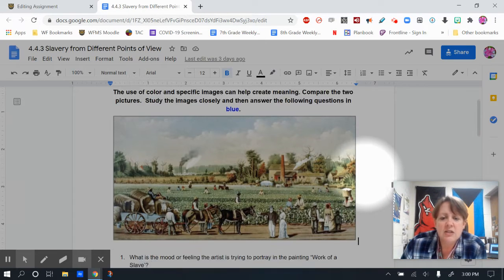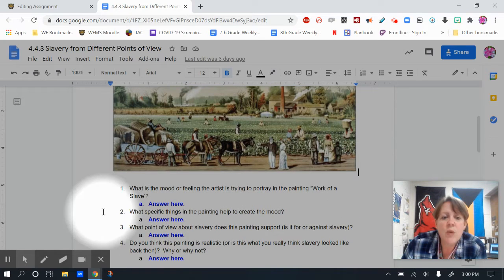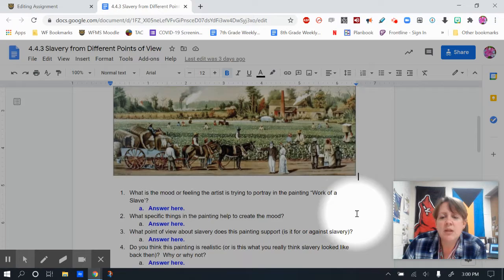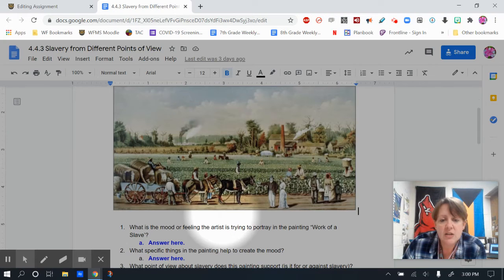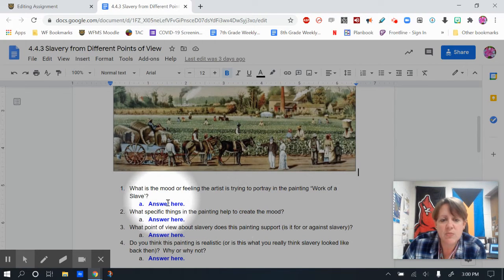Some of the questions are asking, what is the mood or feeling the artist is trying to portray in the painting of a slave? When I say mood or feeling, does this bring you joy? Does it bring you sadness? Does it bring you anger? Or is it exciting? Or is it just like, okay, yeah, I see this. So what is it? How do you feel when you look at this painting?